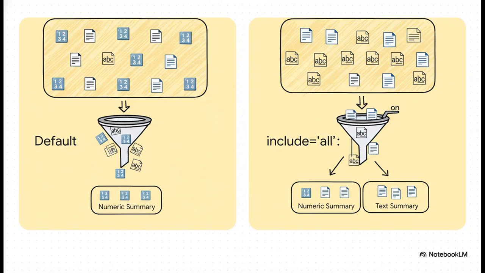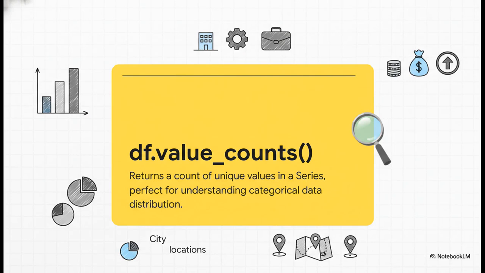But what if you have both numbers and text in your data? Well, by default, describe just ignores the text columns. But check this out. The secret is include='all'. This little parameter tells Pandas to give you a summary for every single column. For your text data, you get the count, number of unique values, the most common entry, and how often it appears. It's so useful.